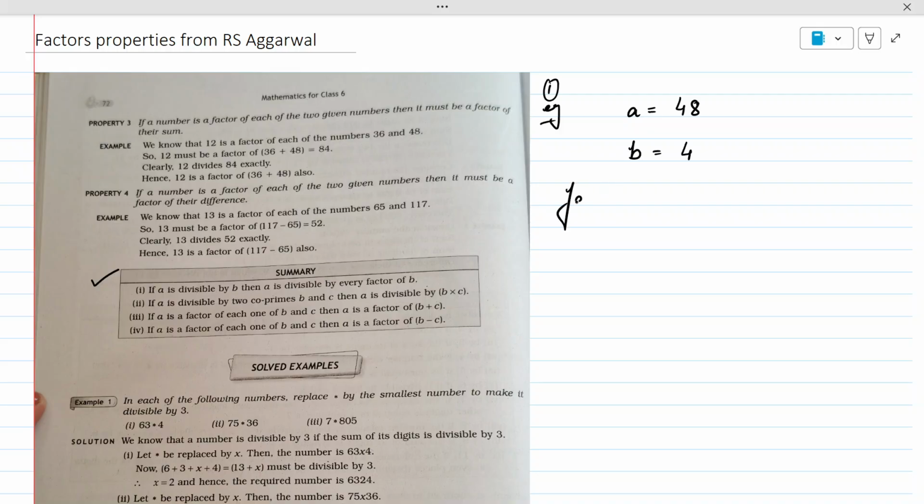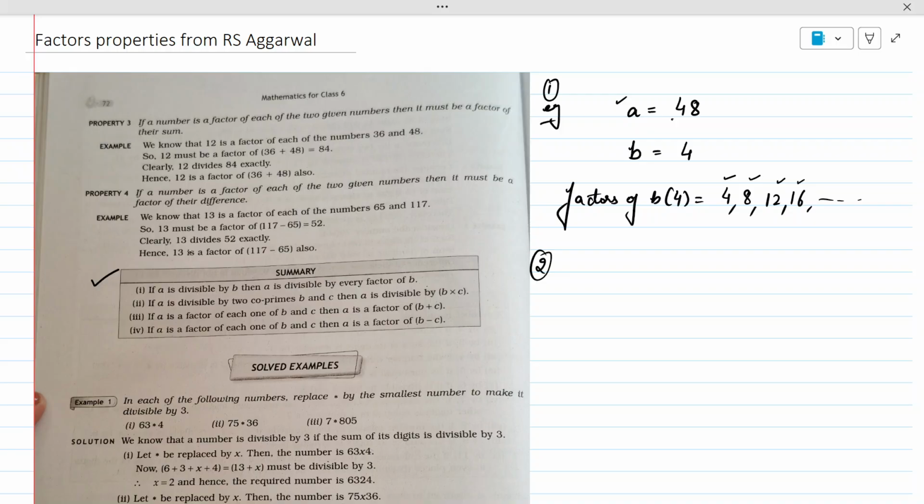So if A is divisible by B, then A is divisible by every factor of B. Kids, what are the factors of B? The factors of B, that is 4, are 4 itself, then 8, 12, 16 and so on. And this number A is completely divisible by 4, by 8, by 12 and by 16 also. So if a number is divisible by any number B, then that number will also be divisible by its factors. This explains the first property.